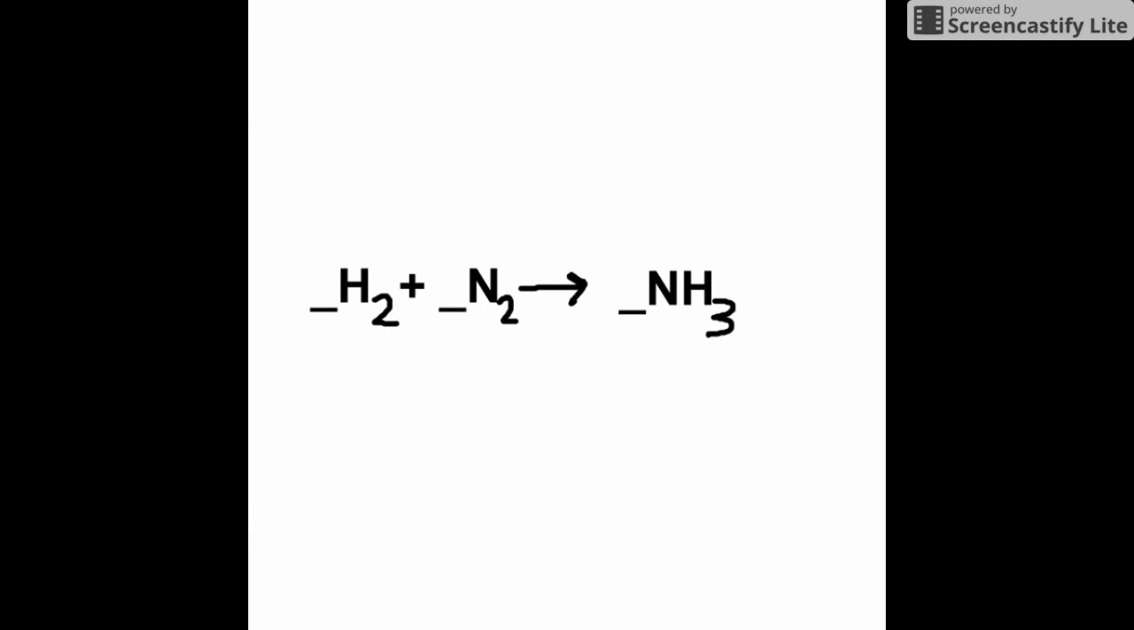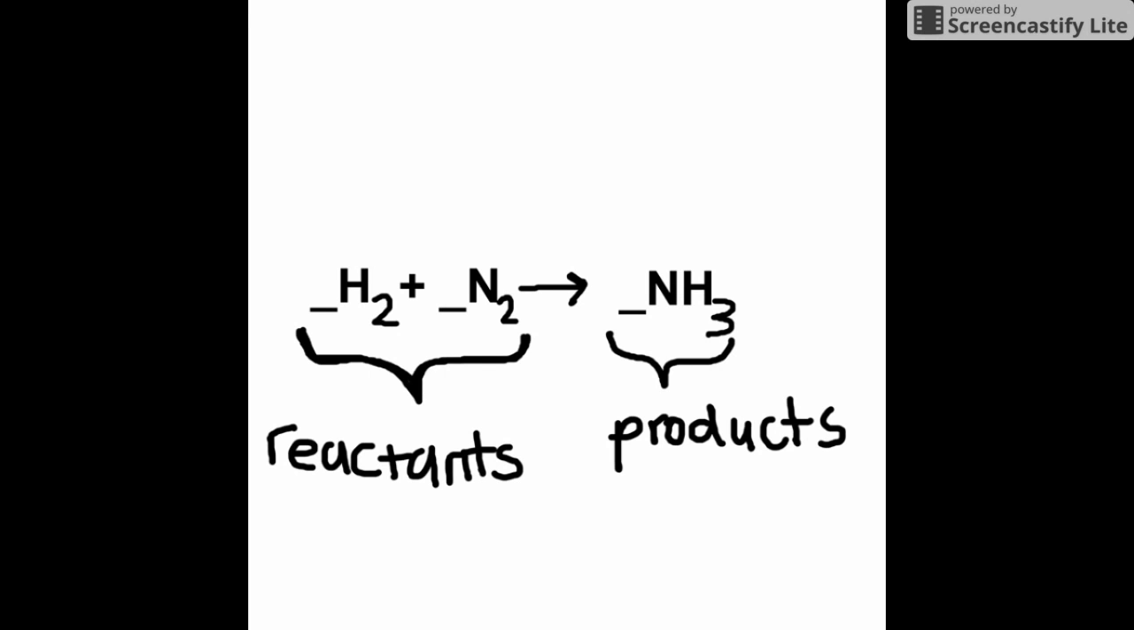So let's look at this unbalanced equation: H2 plus N2 to get the chemical compound NH3, or nitrogen trihydride. Everything on the left side of the equation is called reactants, and everything on the right side of the equation is called products. Our goal is to balance our reactants and our products.